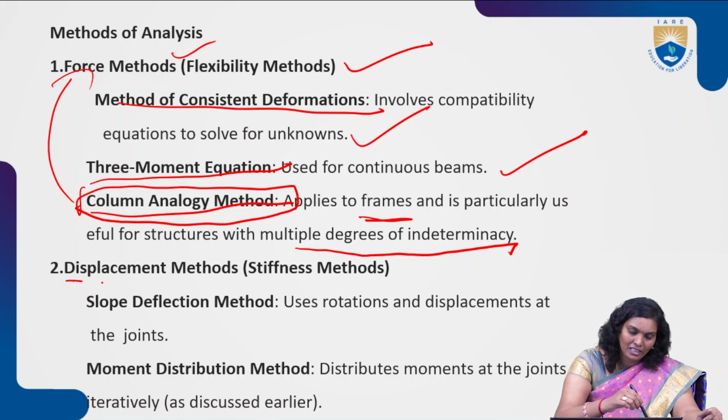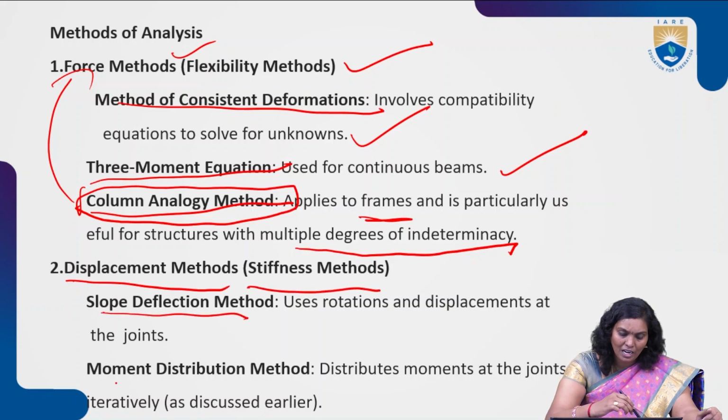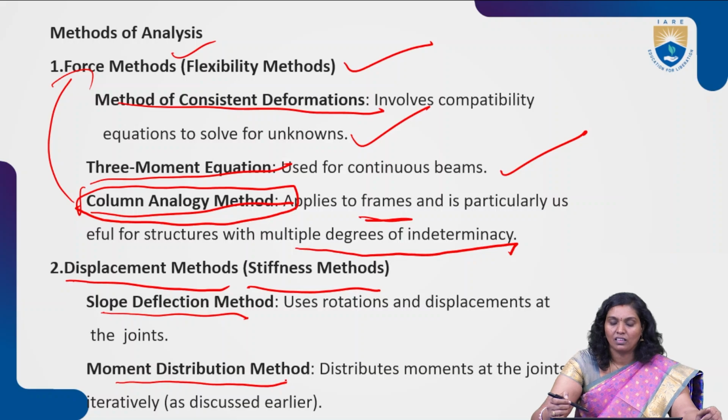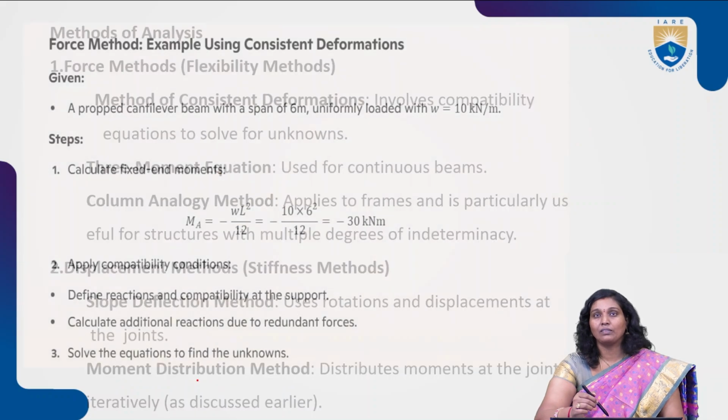In the displacement method, that is nothing but the stiffness method, slope deflection method and moment distribution methods are there. It uses rotations and displacements at the joints. And the moment distribution method distributes the moment at the joint iteratively. We will discuss it later.